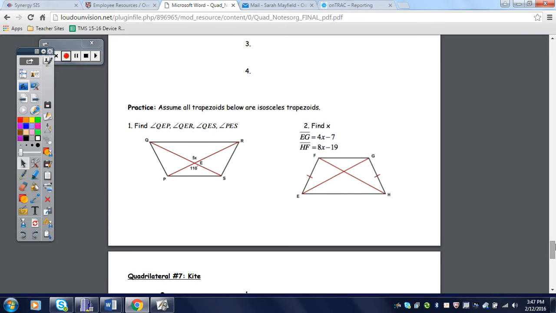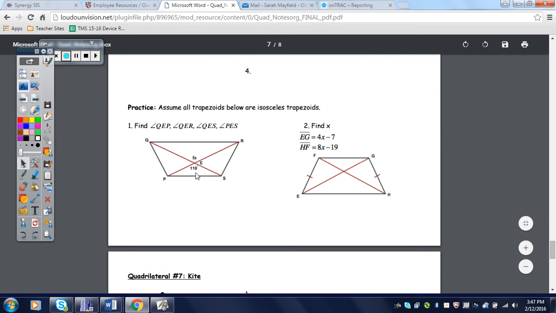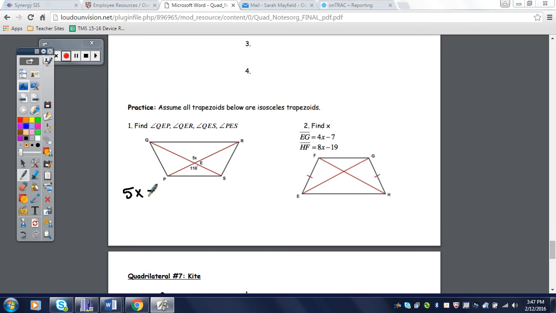All right, it says find all these angles. So let's fill out what I know. I'm going to first find x. It says 5x equals 110, because these are vertical angles. So if I take 5x and divide it, you would get 55. Okay, so this is 110, this is 70, this is 70. We're going to assume they are isosceles trapezoids. So what other pieces of information can I find?